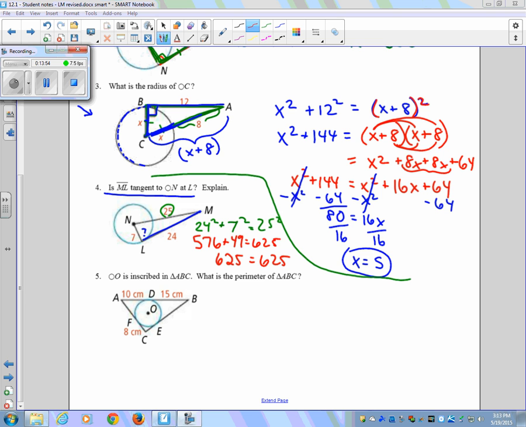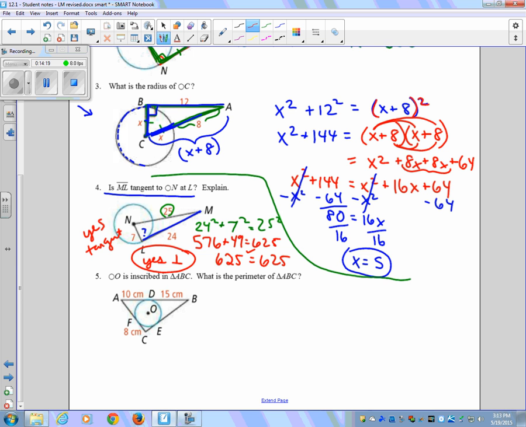Okay, hopefully you tried that on your own and you got that 576 plus 49 is in fact 625, which is 25 squared. So yes, it's a right angle, so it's perpendicular, therefore it's tangent. If it's a right angle, it has to be tangent.